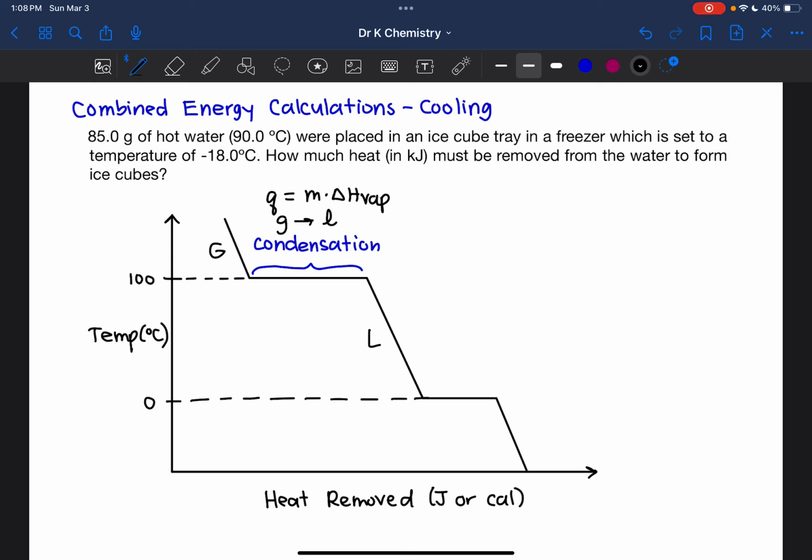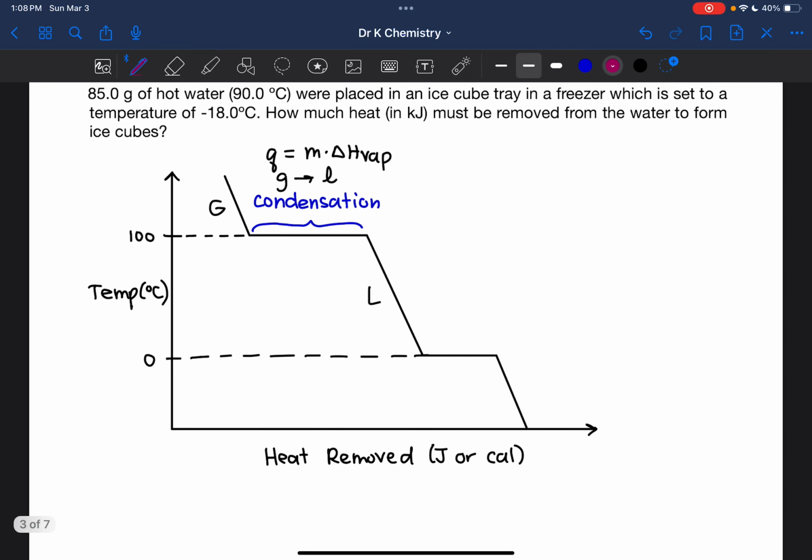Once we get below 100 degrees Celsius, we are in the liquid state. So everything here will be a liquid. And all we're really doing, if we're going below 100 but not quite yet at 0, is we're just cooling that liquid. And there's no phase change here. We're just going from a very hot liquid to a very cold liquid, which means here the equation will be mass times specific heat times the change in temperature.